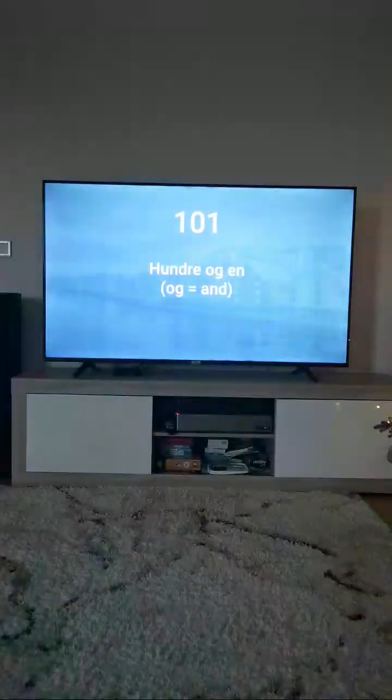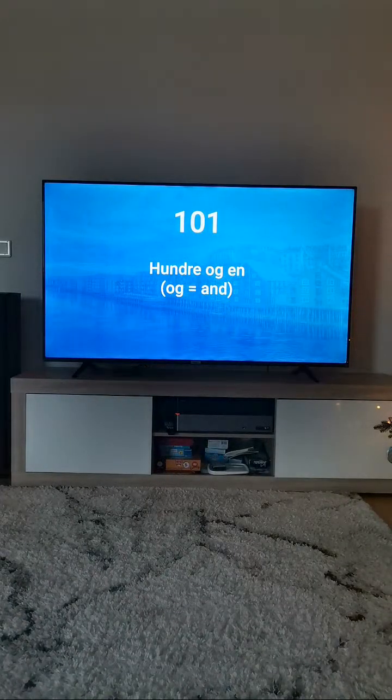101. O means and, so this follows the exact same structure as in English. 102. 103.